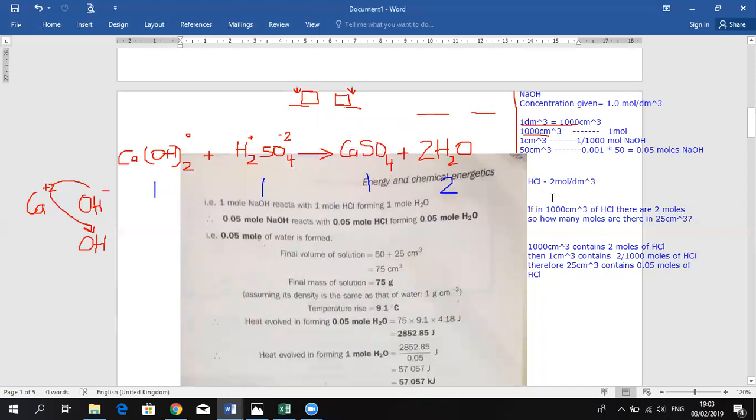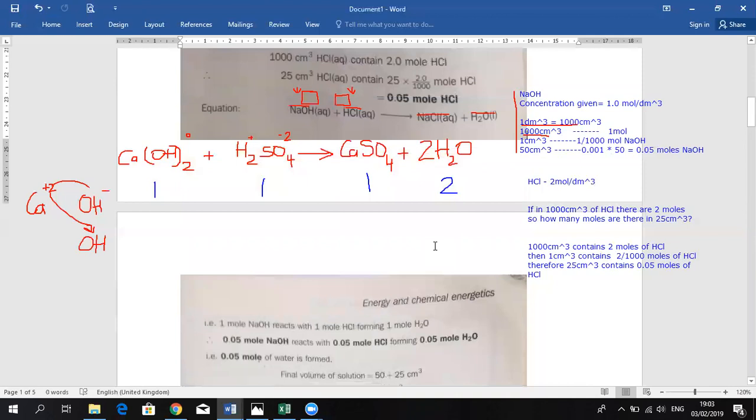Now check this out. They say in here 1 mole of sodium hydroxide reacts with 1 mole of HCl, forming 1 mole of water. We saw that from the equation before. Remember that? It was a 1 to 1. So that was the equation there.